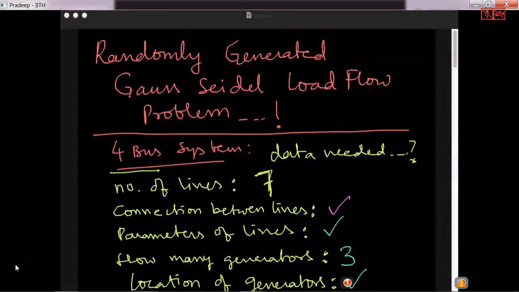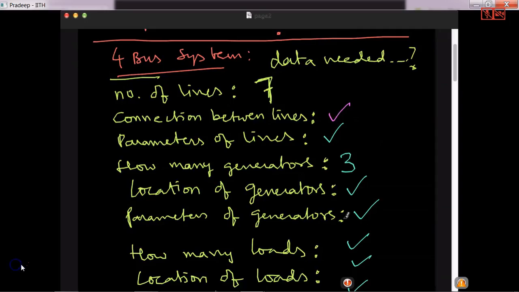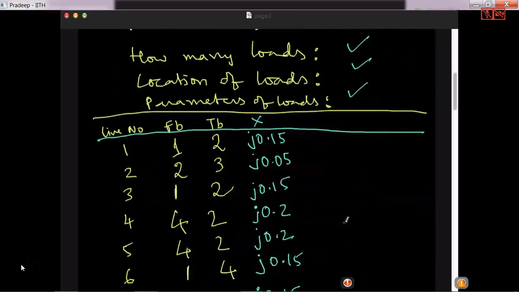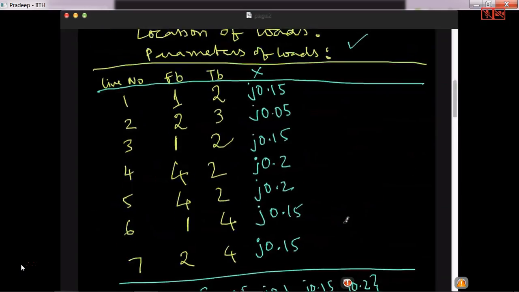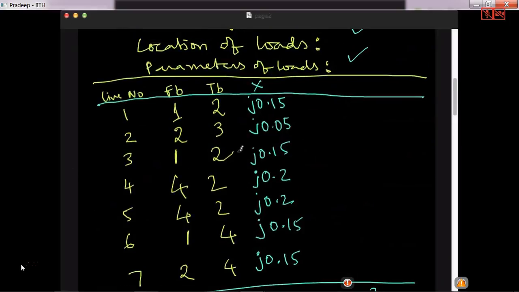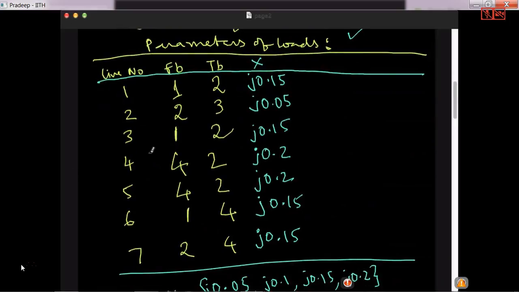You're able to see? These are all the system data that we generated randomly. In this case, if you look at this, the location of loads and parameters of loads is there. If you remember, we had developed some time back a Y-bus building algorithm. So we will use that and then build a Y-bus for this 4-bus system.